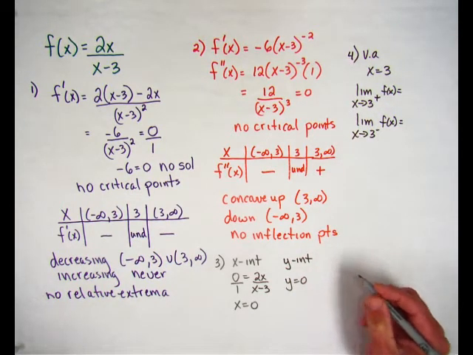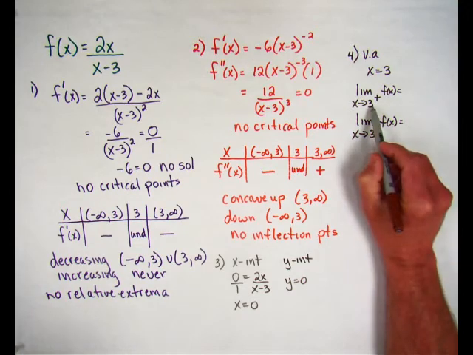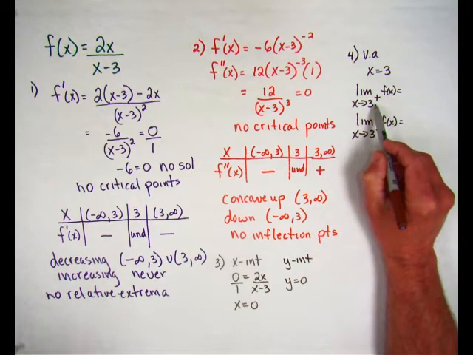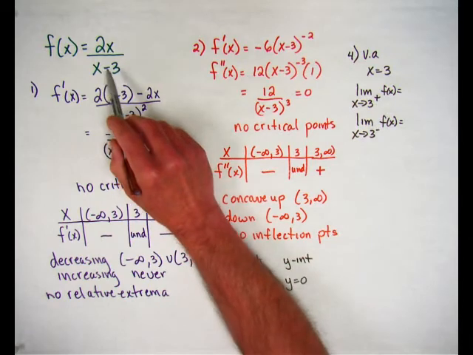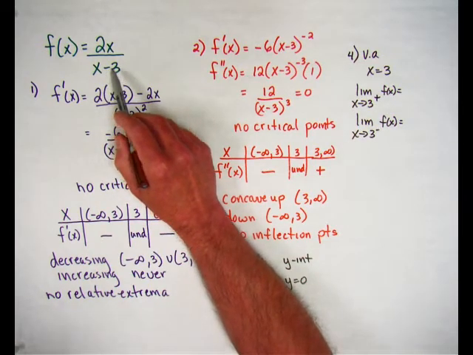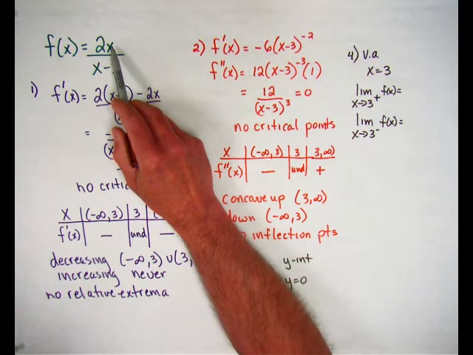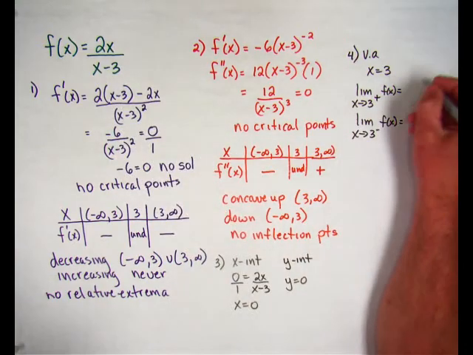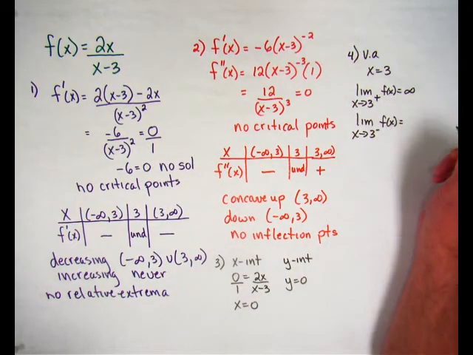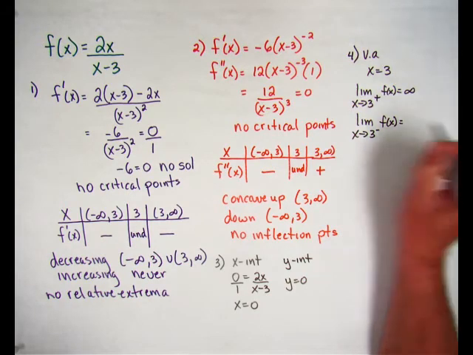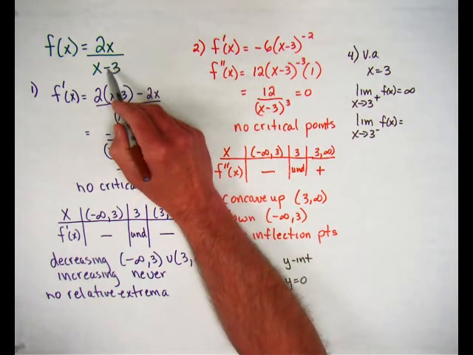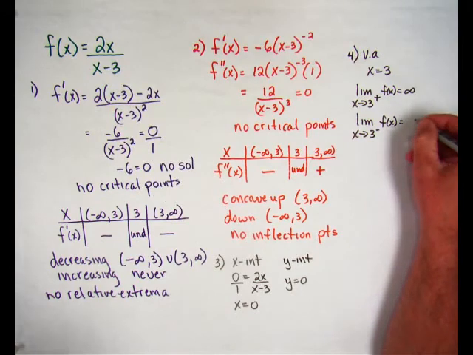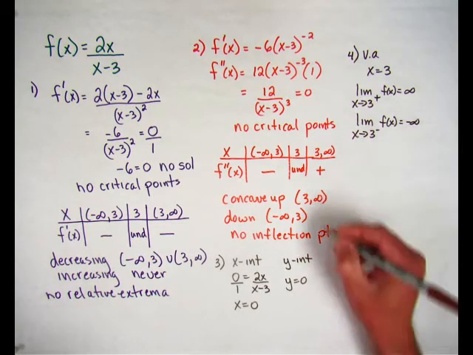If you recall, to perform these tests, what you do is you pick something really close to 3 from the right-hand side, like 3.1, and you plug it into the original function. If you plug 3.1 in, the numerator will be positive and the denominator will be positive, so we know that the graph is going off to positive infinity. If you plug in something below 3, like 2.9, the numerator will stay positive, but the denominator will become negative, and so the graph is going off to negative infinity.